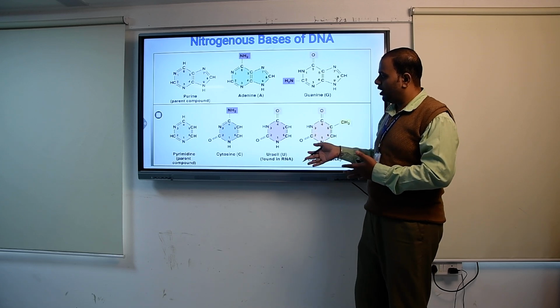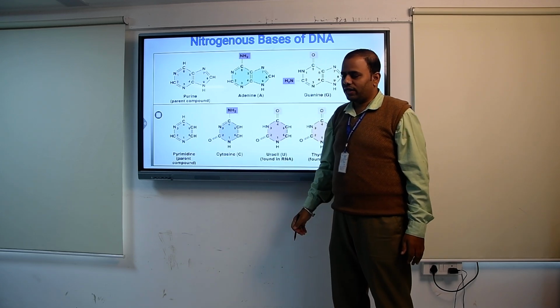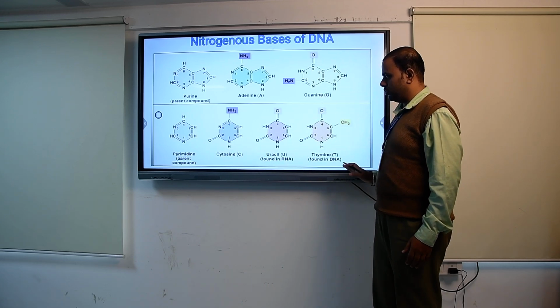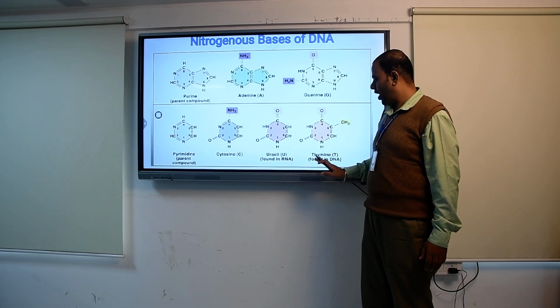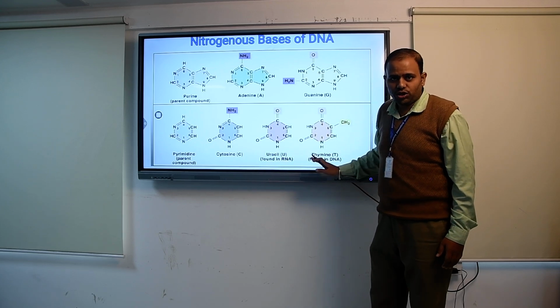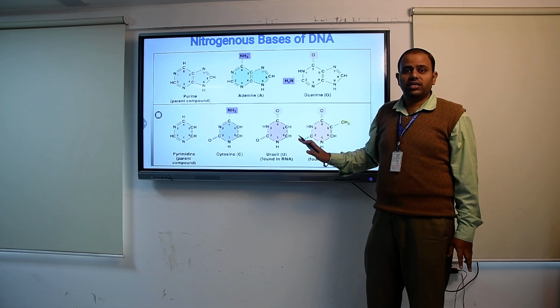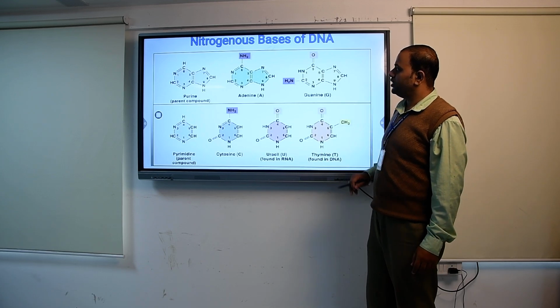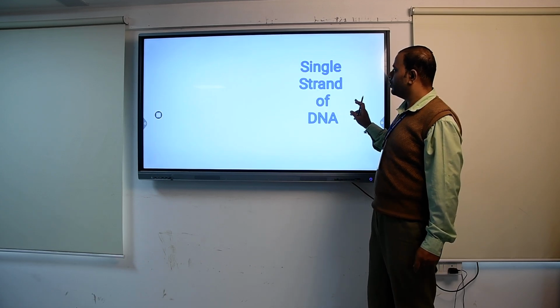Similarly, the parent pyrimidine molecule looks like that. It has three different types: first is cytosine, then uracil and then thymine. All these three nitrogenous bases, the pyrimidines, are six-membered rings. So let's see how they look in a single strand.